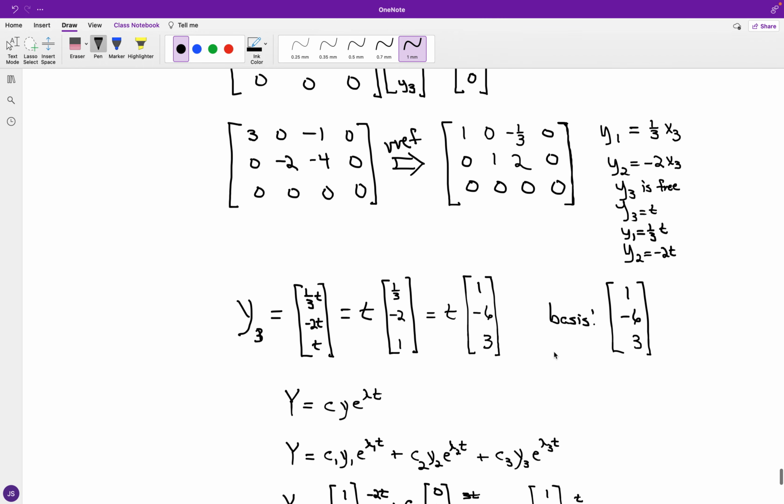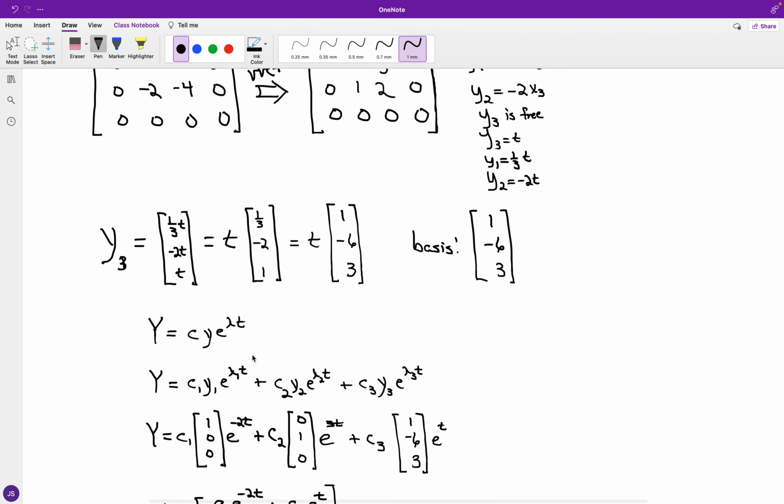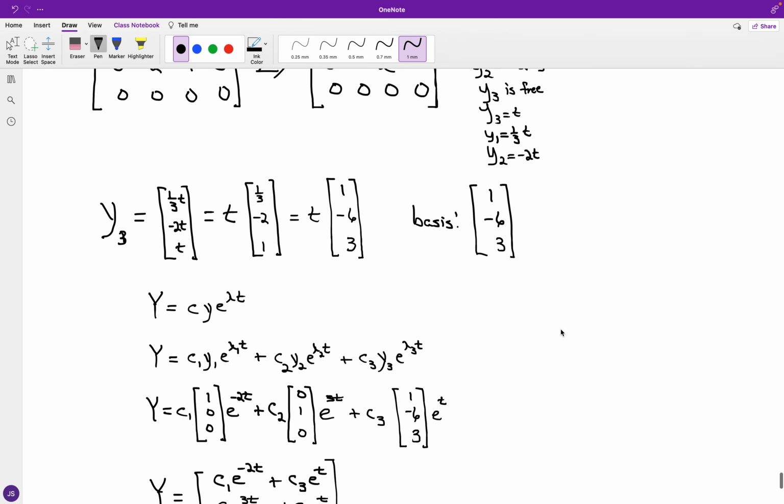And so for the third eigenvector, upon factoring out t, you could keep these values for the basis, but if you want to get rid of the fractions, we can go from 1/3, negative 2, and 1 as the basis to instead, if I multiply by 3, 1, negative 6, and 3. So we just have this as the basis, but you could have 1/3, negative 2, and 1 as well.